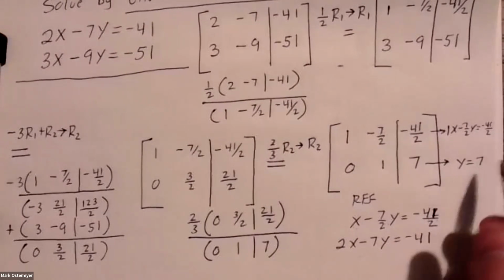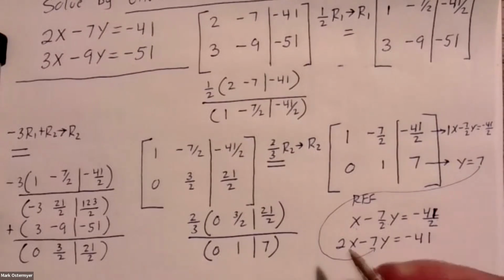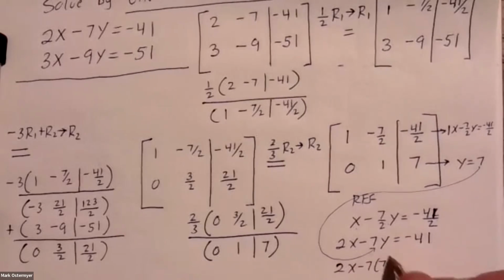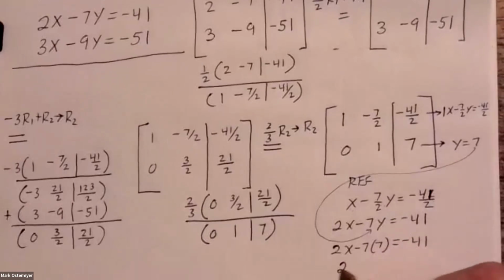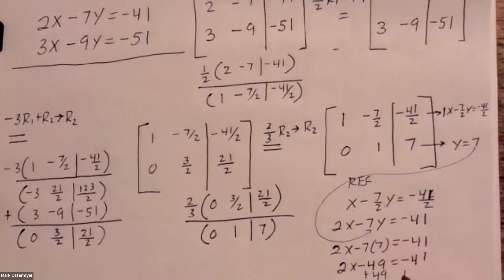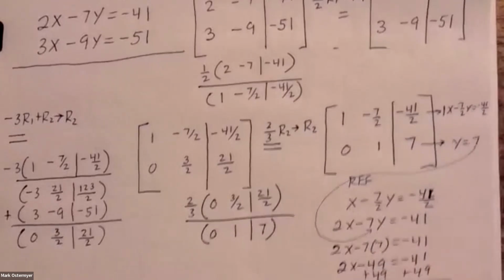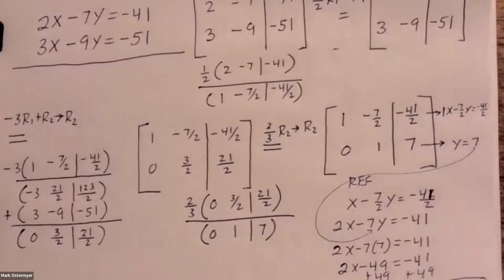Now let y be 7. Let's back substitute 7 in for y here, and now we can solve for x. So we'd have 2x minus 7 times 7 equals negative 41. Hence, we have 2x minus 49 is equal to negative 41. Add 49 to both sides. You get 2x equals 8. Divide by 2, and x is equal to 4. So there's your x coordinate.